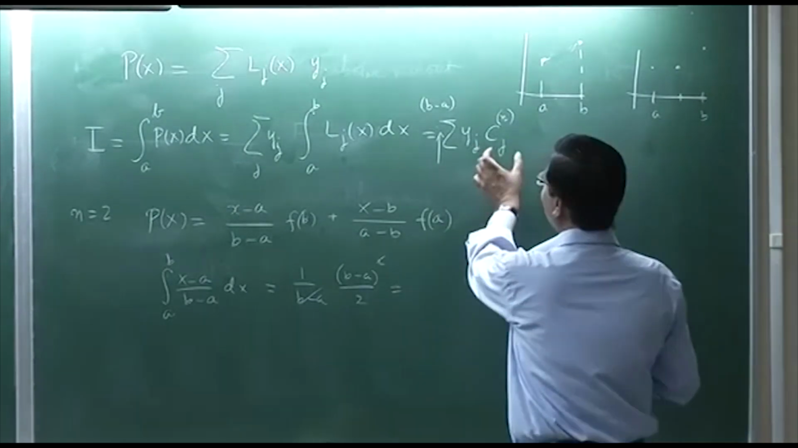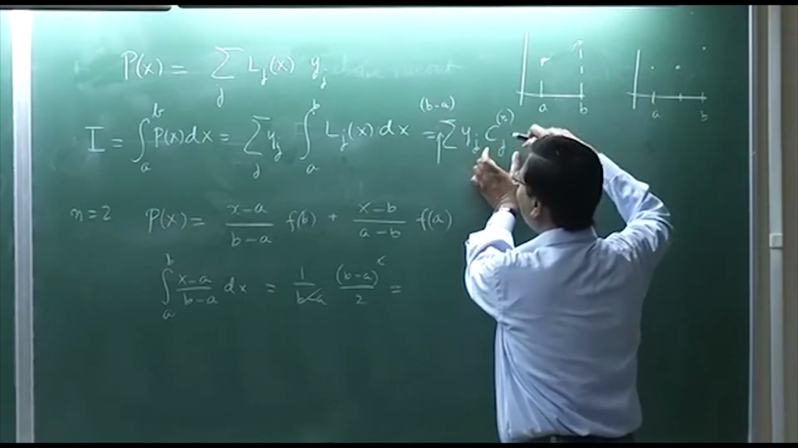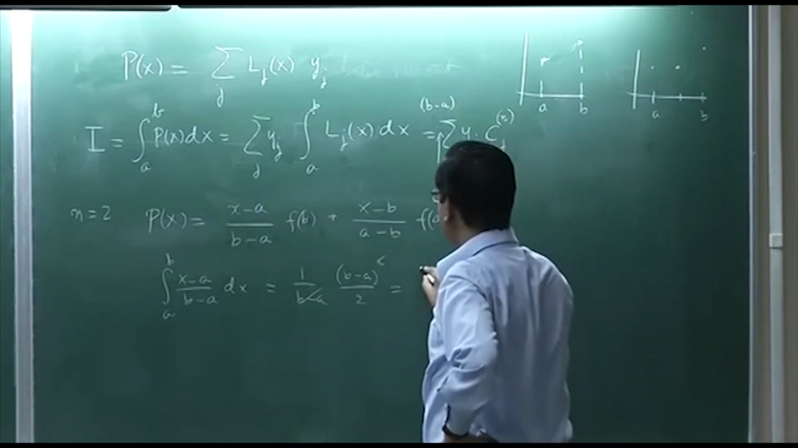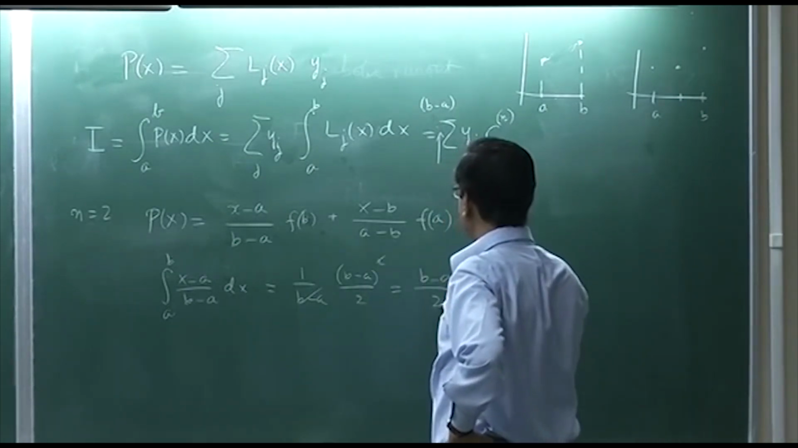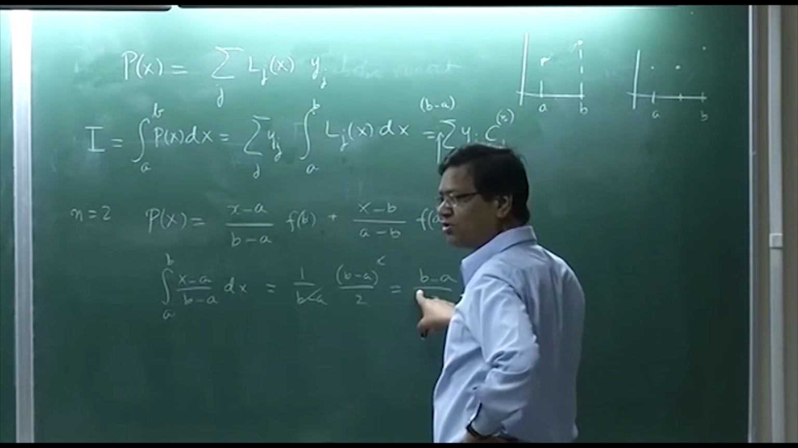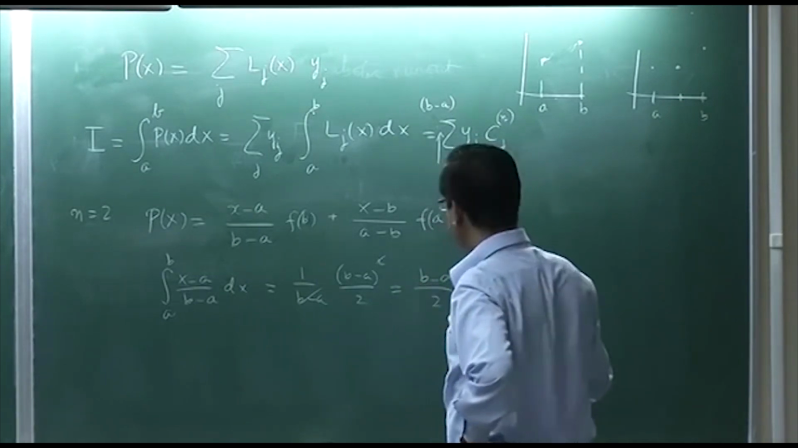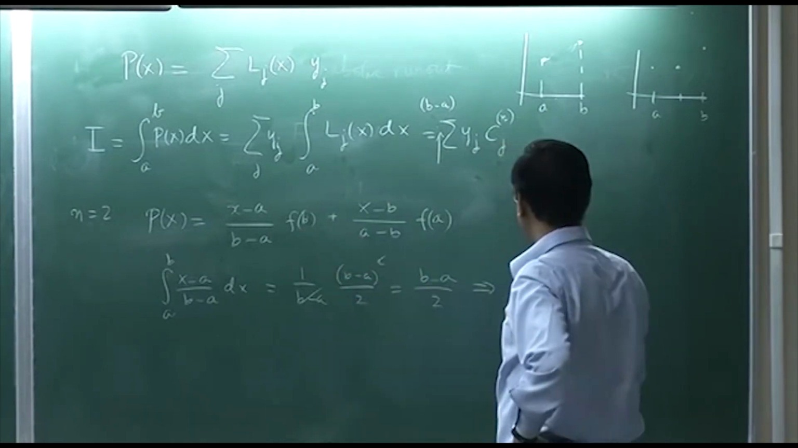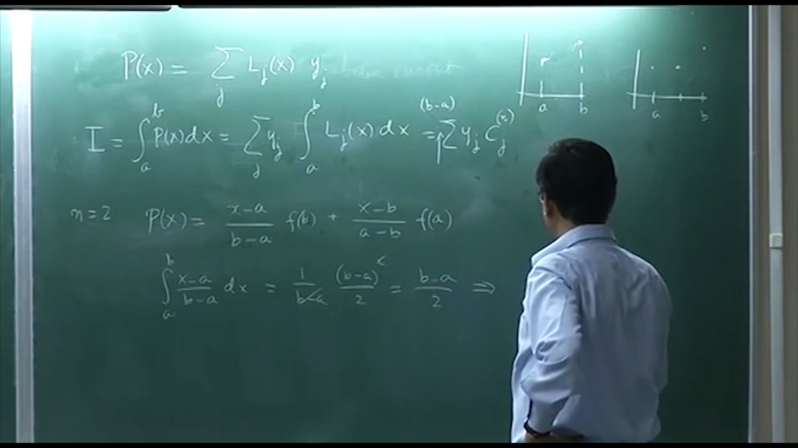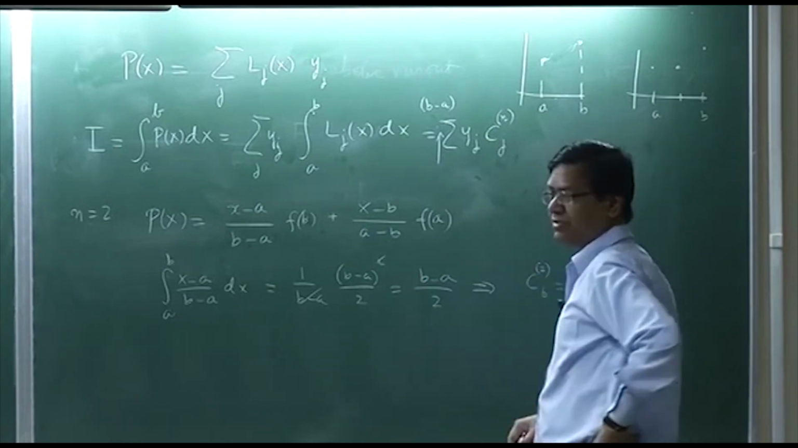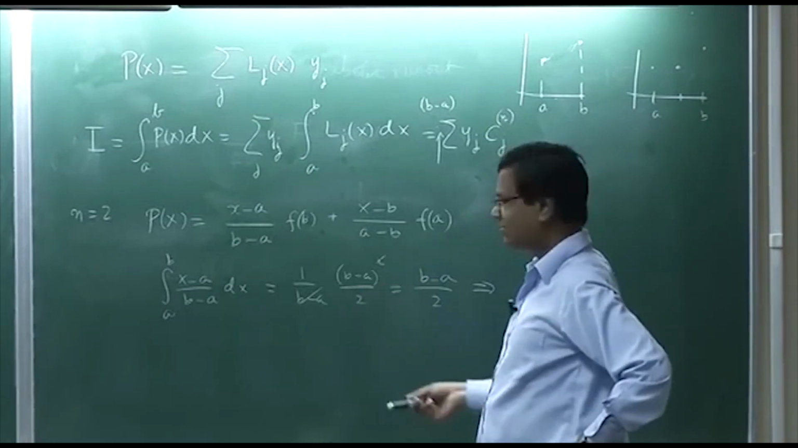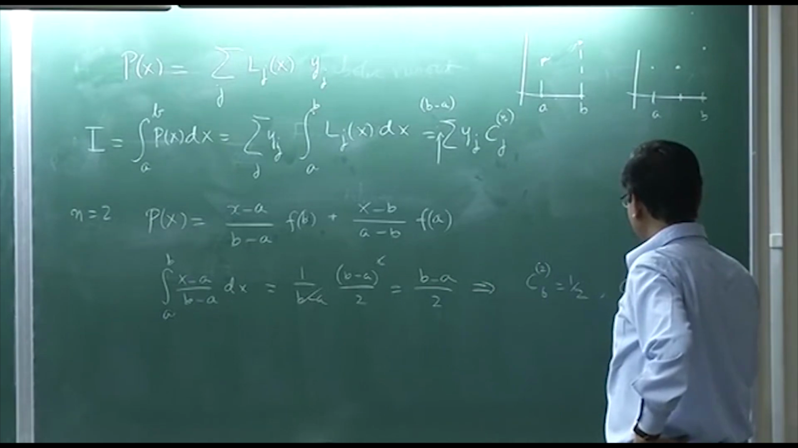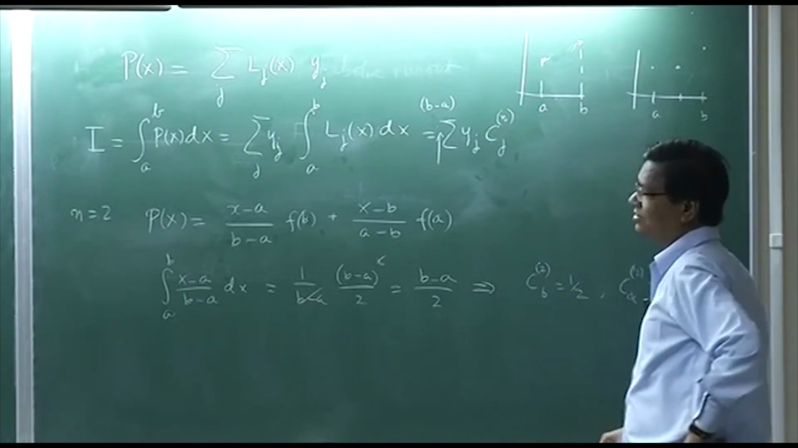So the C's have a b minus a factor, the dependence on b minus a is separate from the C's. So this is b minus a by 2. Implies what is C corresponding to this? Half. So C corresponding to point b is half. Similarly, you can compute, this is just algebra, C corresponding to a is also half for n equal to 2.